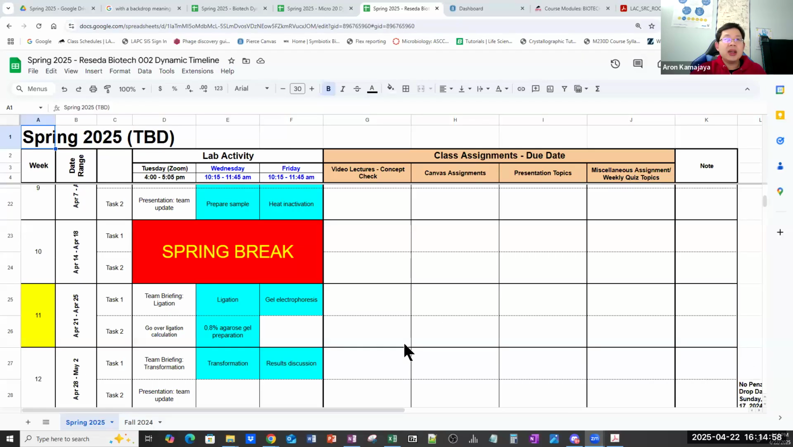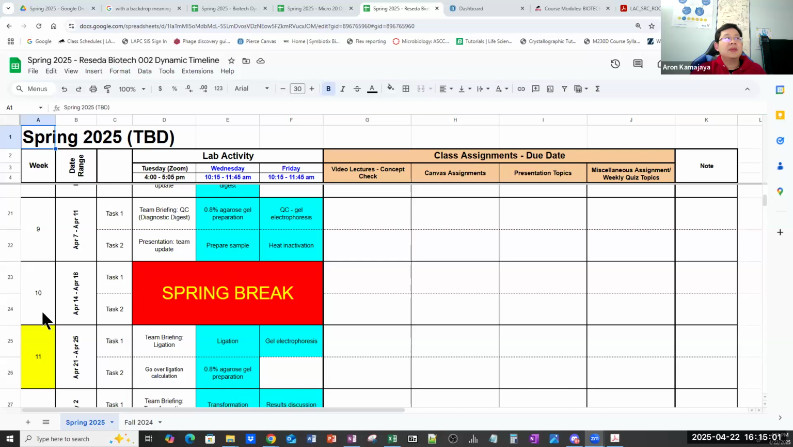Okay. So last time, if I remember correctly, we did the cloning. I don't know how far you guys got. But if I look at the dynamic timeline, let's share screen number 1. If you look at the dynamic timeline, you have completed the digest, and you did heat inactivation, right? And then you did ligation, right?